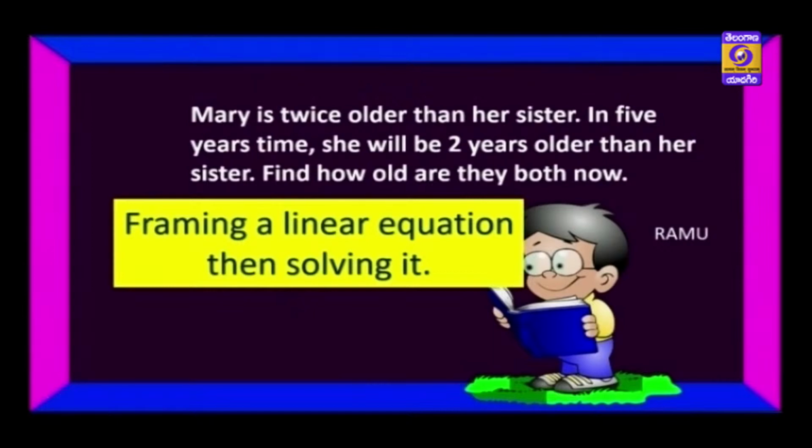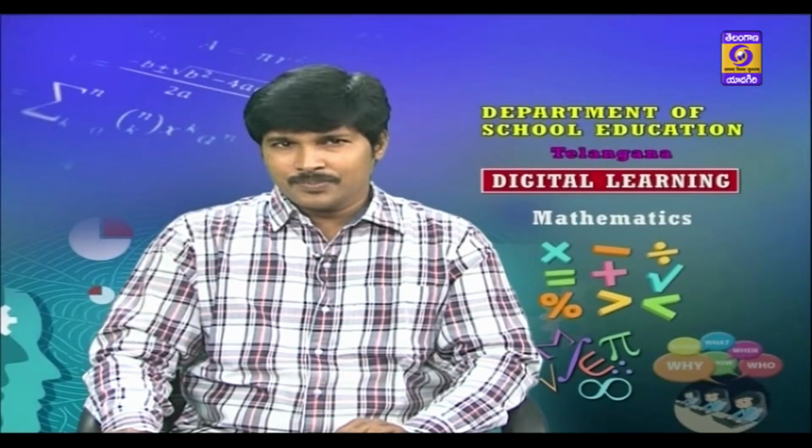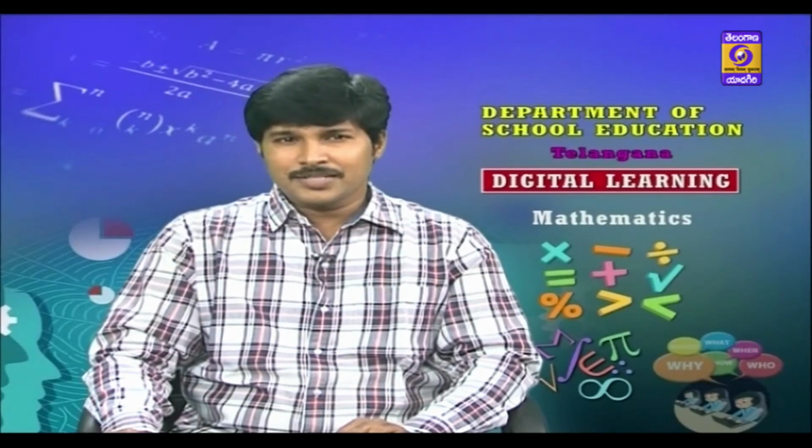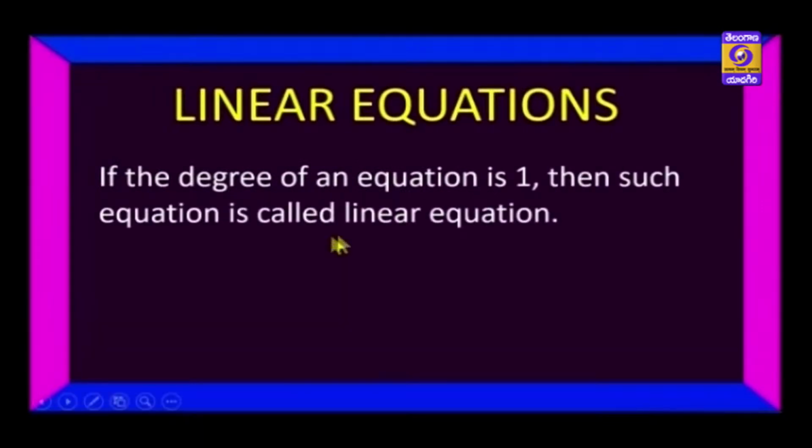You have learned already about linear equations in your previous class. Do you remember what you learned about linear equations in your 7th class? Yes, linear equations means if the degree of an equation is 1, then such an equation is called a linear equation. The degree of the equation should be 1. Such equations are linear equations.